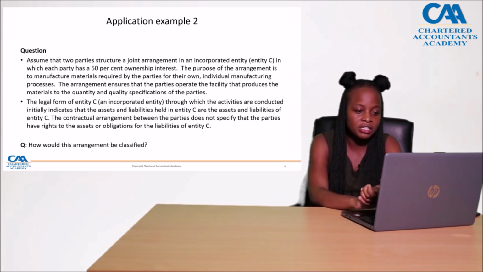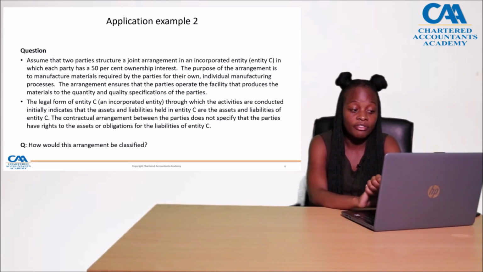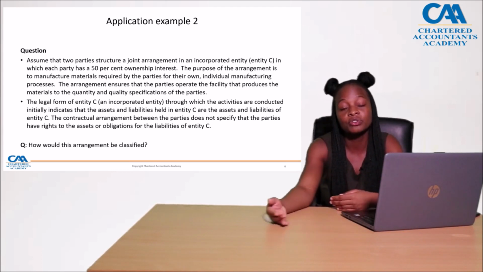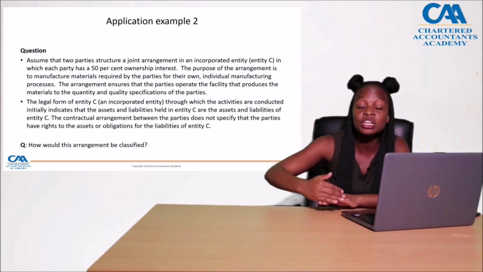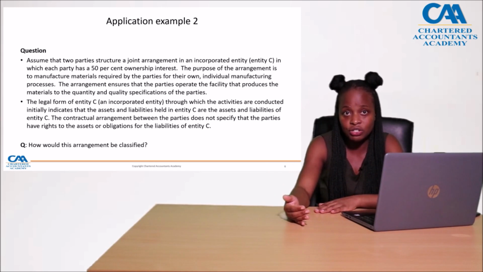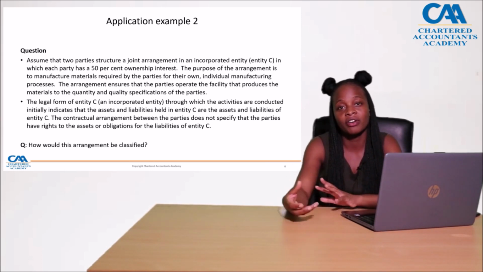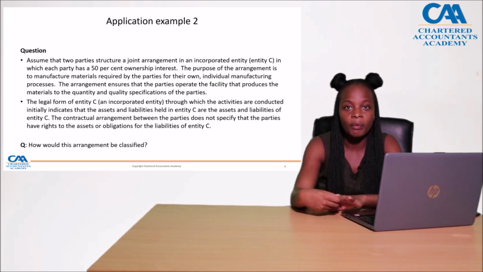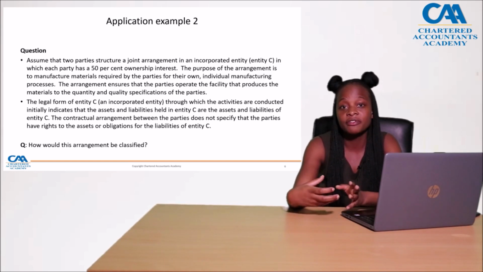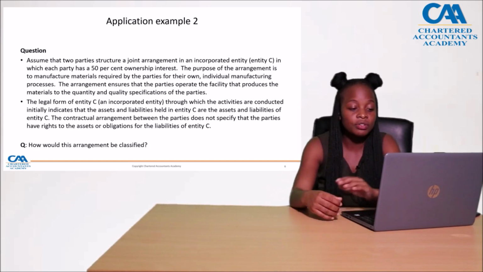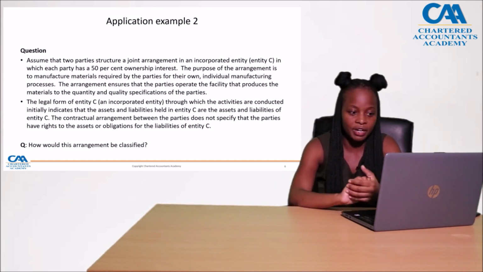Okay, so the legal form of the entity through which the activities are conducted initially indicates that assets and liabilities held in entity C are the assets and liabilities of entity C, right? So in this case, if you just looked at the statement, you'd lean more towards the joint venture. But because of the above information, you need to consider further facts and circumstances, right? So I want you to go to your standard and look at the paragraphs that refer to where there's a separate vehicle, because they want you to look at legal form and other facts and circumstances. These are the other facts and circumstances that we're considering above.